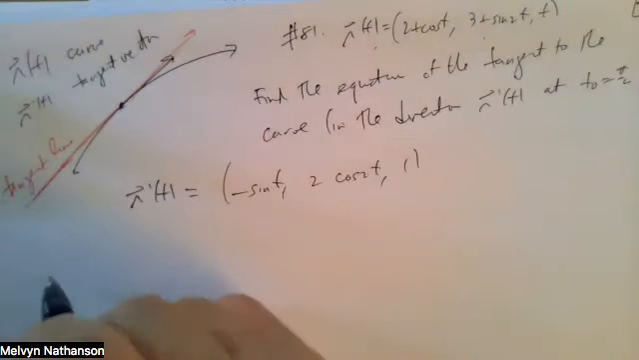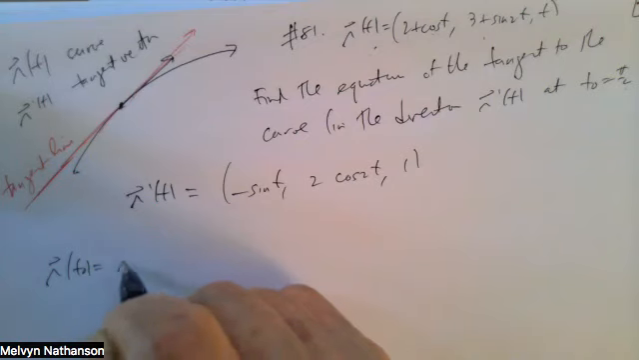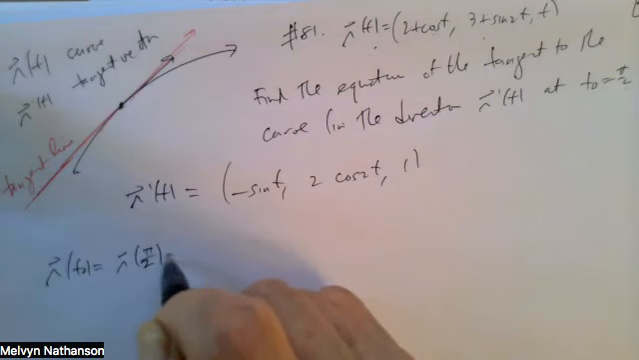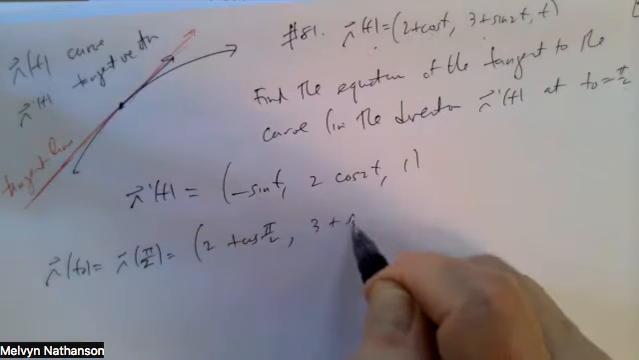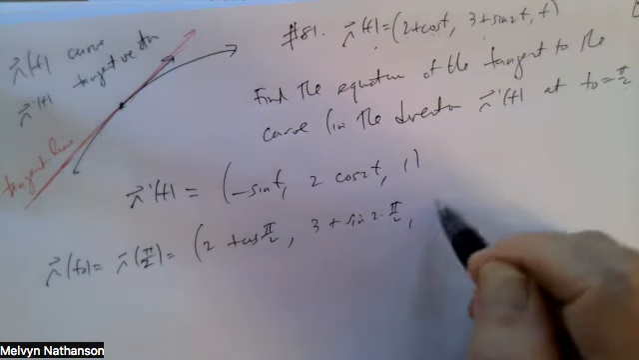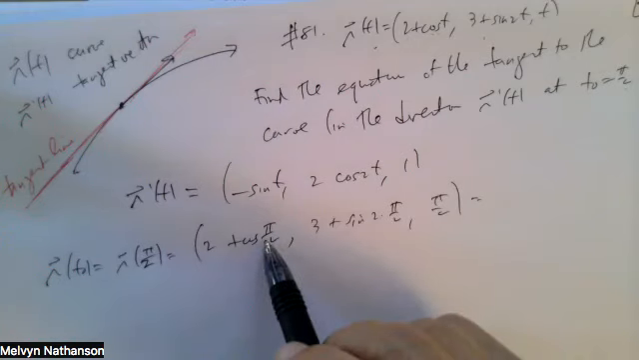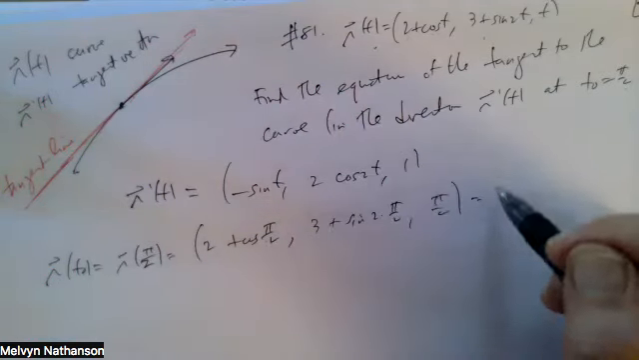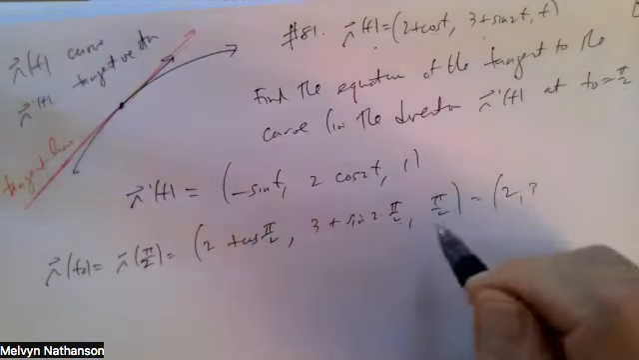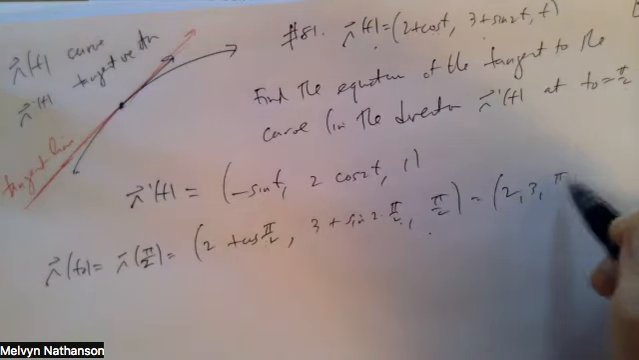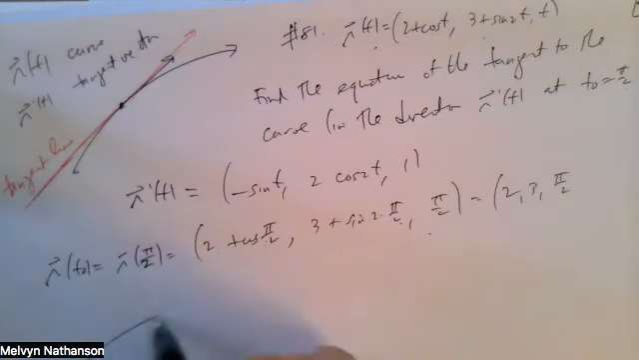So at time pi over 2, r at t naught, that's r evaluated at the time pi over 2, is 2 plus cosine pi over 2, 3 plus the sine of 2 times pi over 2, pi over 2. Cosine of pi over 2 is 0, so 2 plus 0 is 2. Sine of pi is 0, so this is 3. And pi over 2 is pi over 2. So the point on this curve, r at time t naught, is 2, 3, pi over 2.